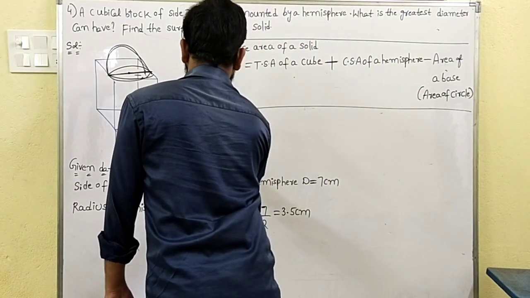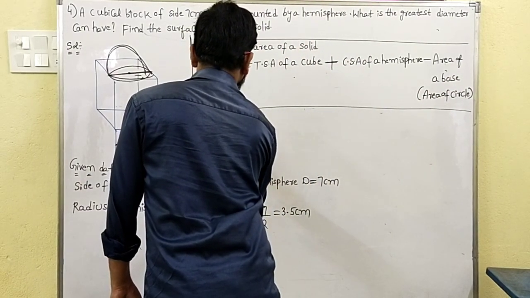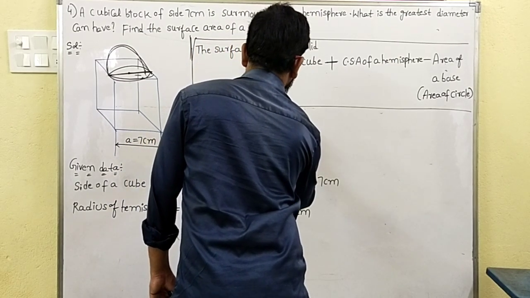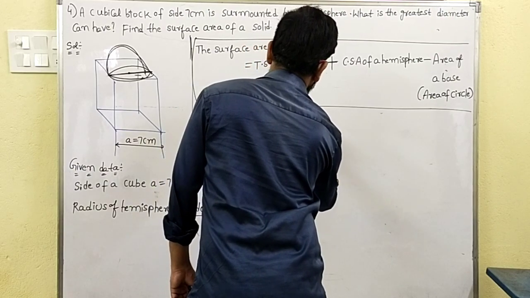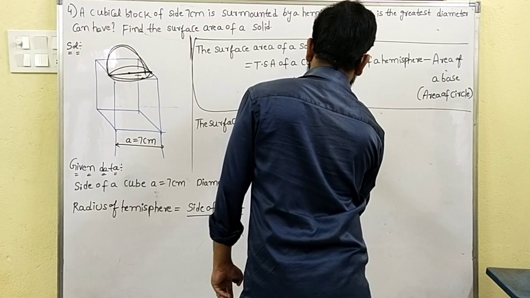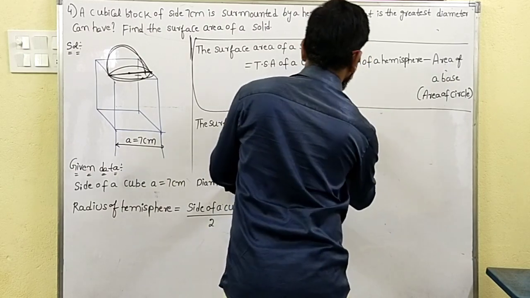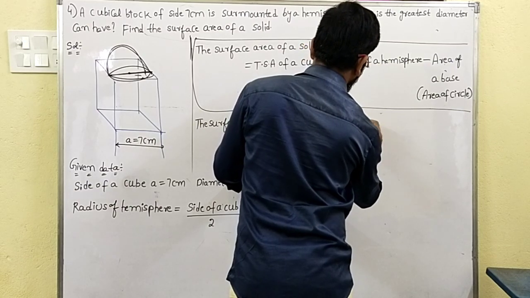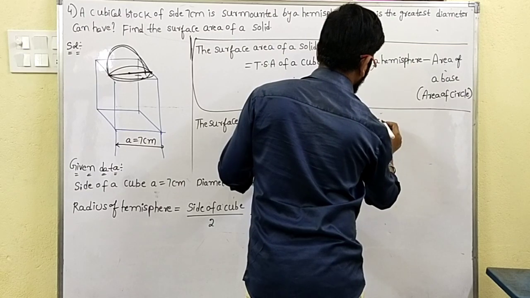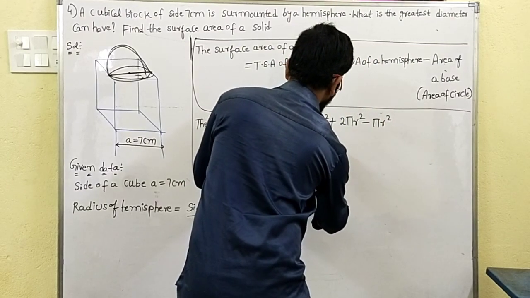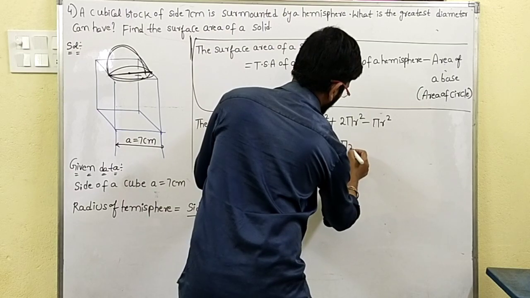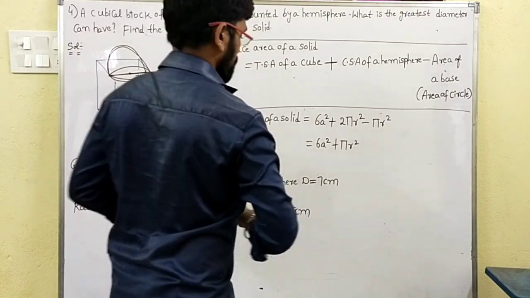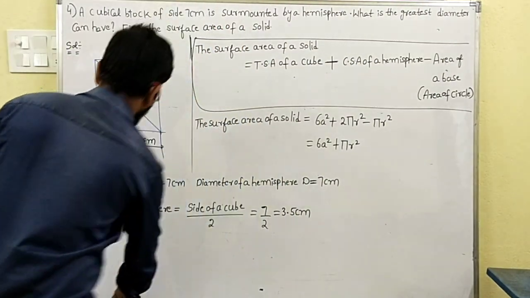The surface area of the solid is equal to TSA of the cube, which is 6a square, plus CSA of the hemisphere, which is 2 pi r square, minus the area of the circle, pi r square. It will be 6a square plus 2 pi r square minus pi r square, which is pi r square.